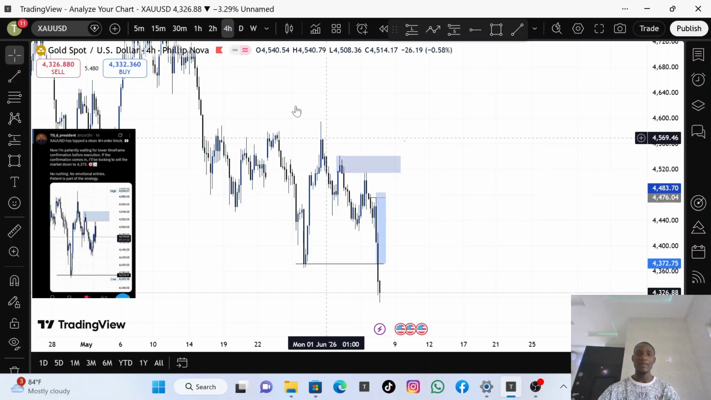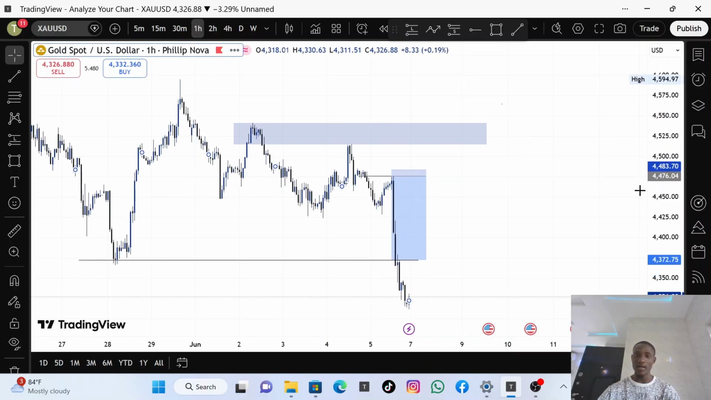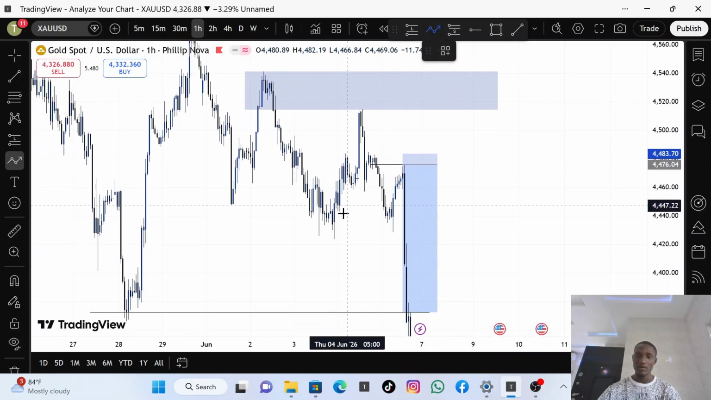And as you can see, market gave the confirmation in the 1 hour time frame. When market tapped that 4 hours order block, what did market do? Let's analyze it. Market was in an uptrend: higher high, higher low, higher high, higher low, higher high.